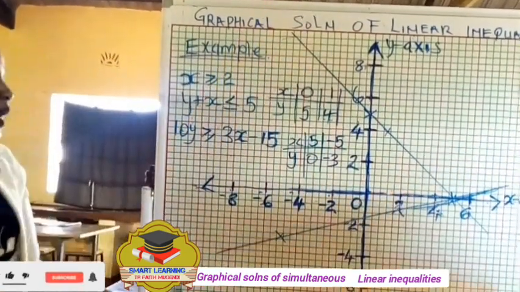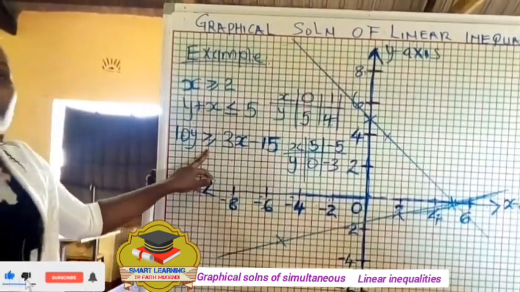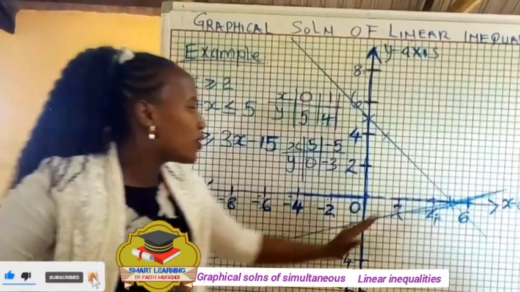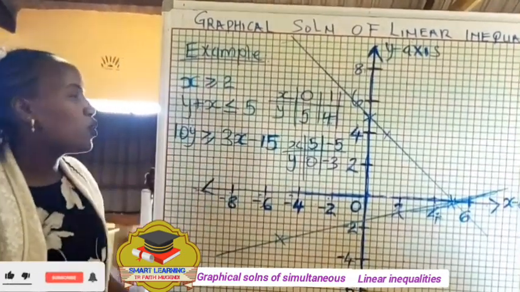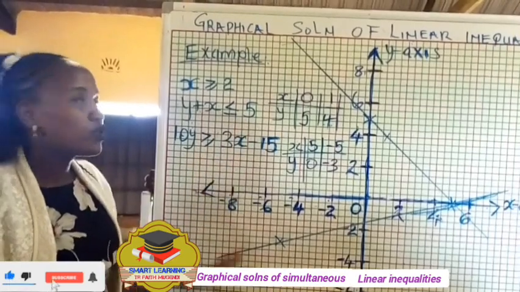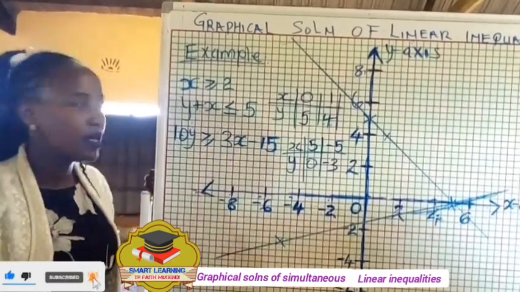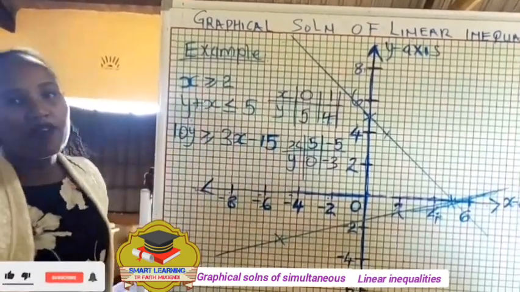Good. Again, the line is continuous because all values along the line satisfy this inequality. If there was no equal sign, then the line would be broken. Let us look at this other value.